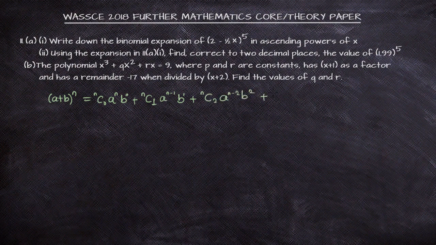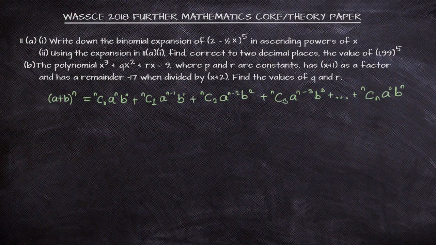Now, what we need to note is that from the first entry, we have a raised to the highest power and b raised to 0, and then subsequently the powers of a will be reducing while the powers of b will be increasing. So a starts from n, to n minus 1, down to 0, and b starts from 0 to 1, 2, up to n.